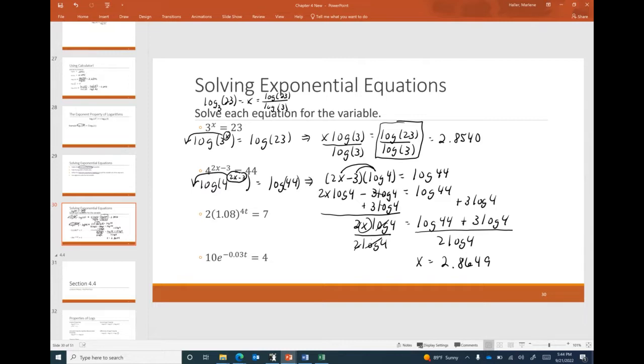I love this property. It just makes solving exponential equations so much better. All right, we have 2 more examples here. I've used up my whole page, so I might have to erase some things. Let's do some erasing, so I've got some more page to write on here.